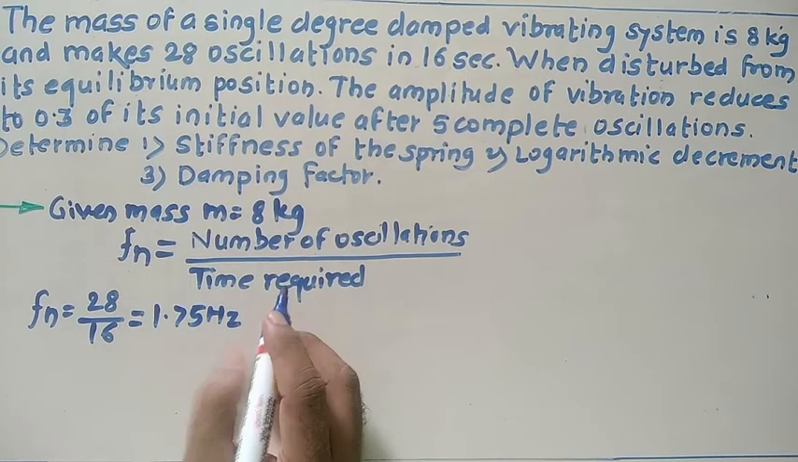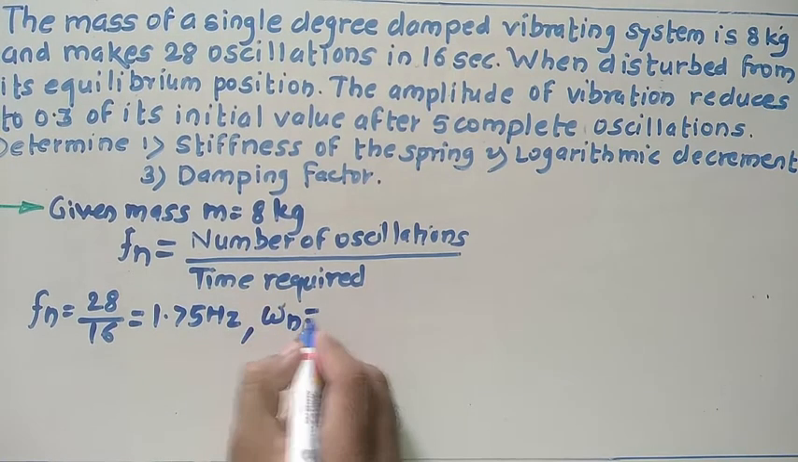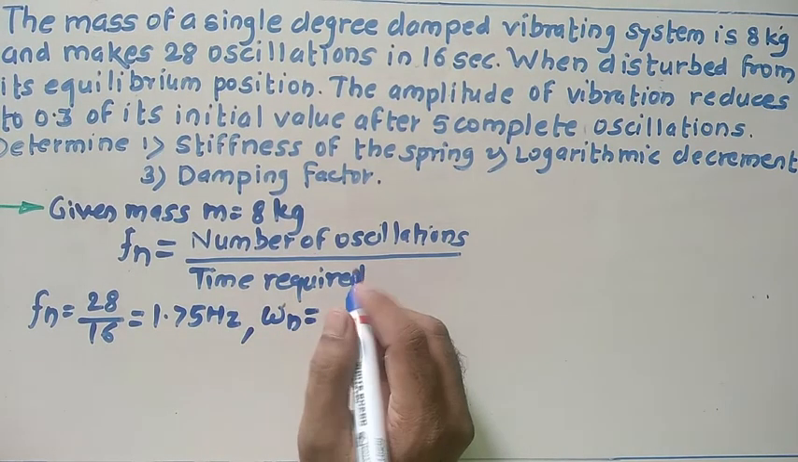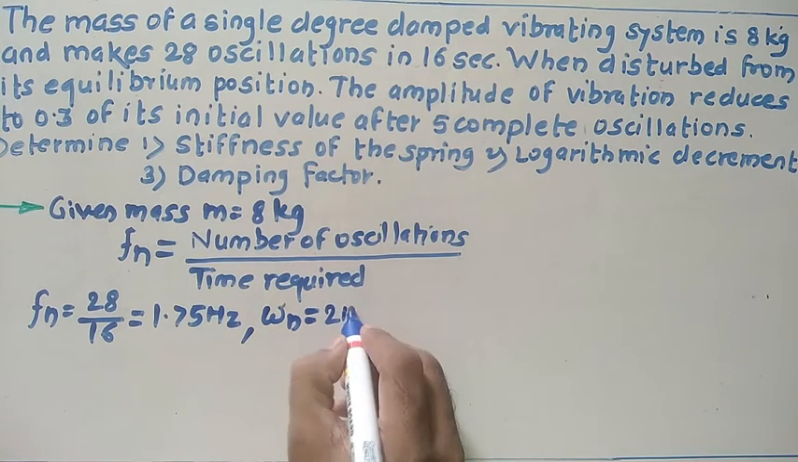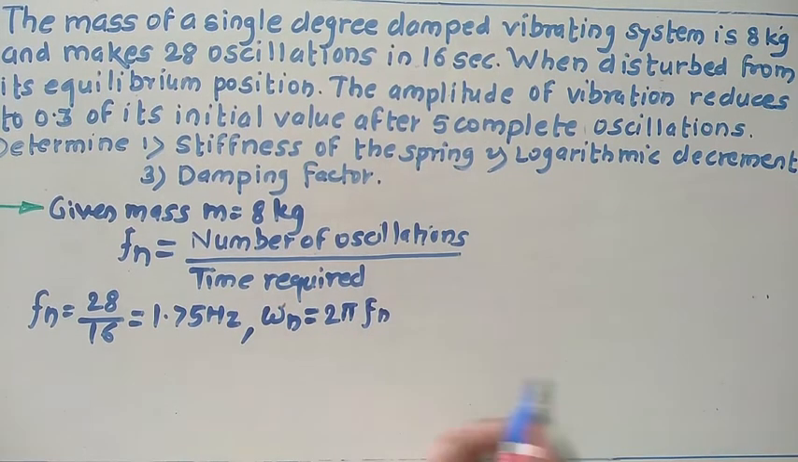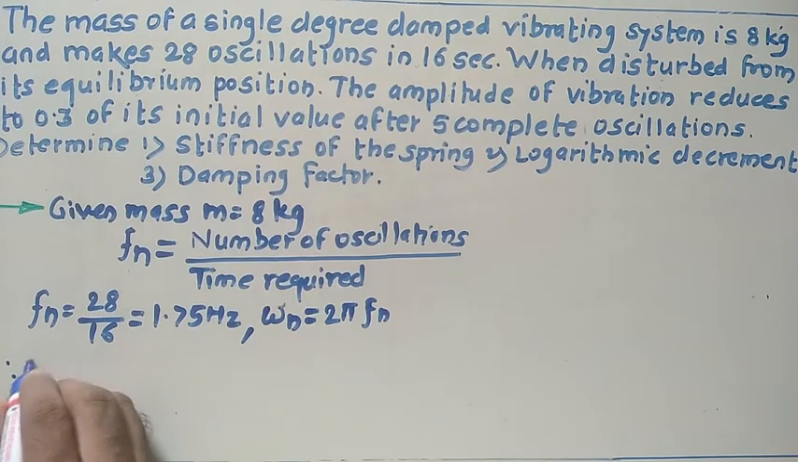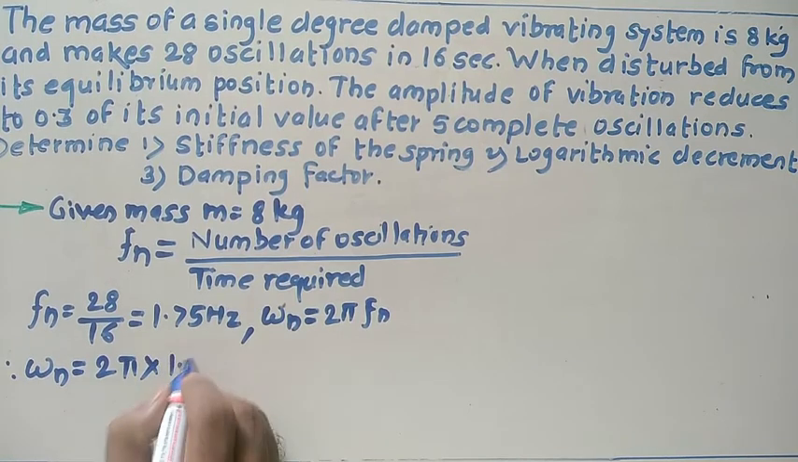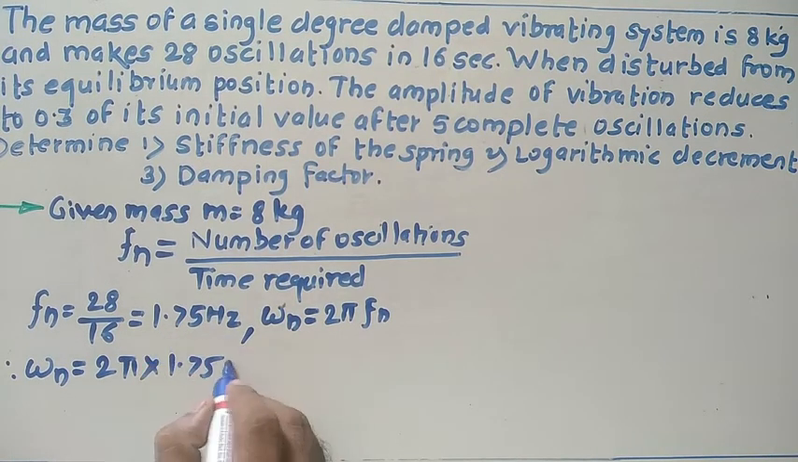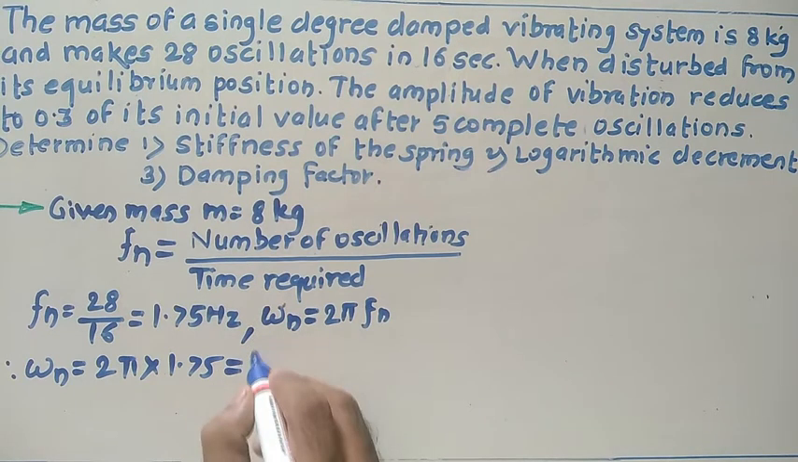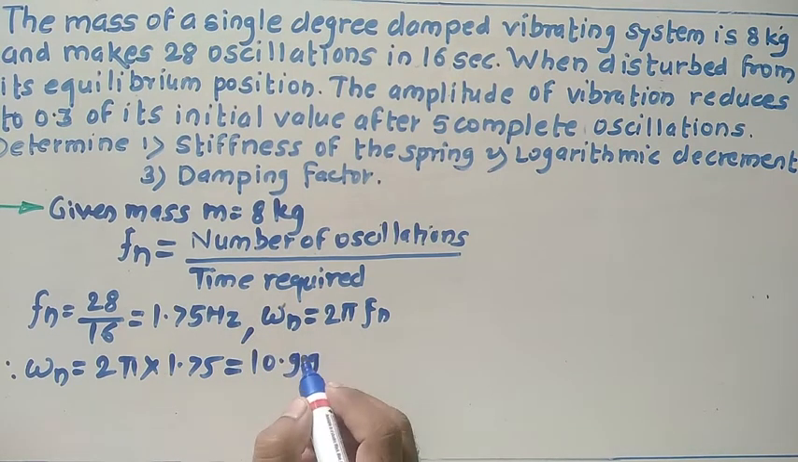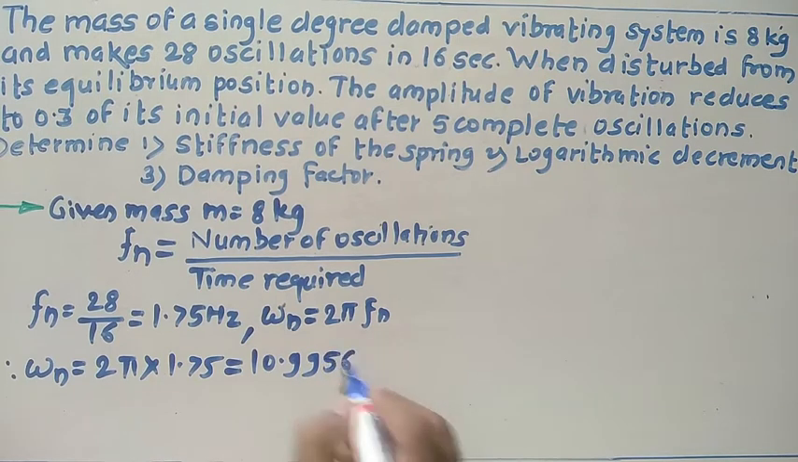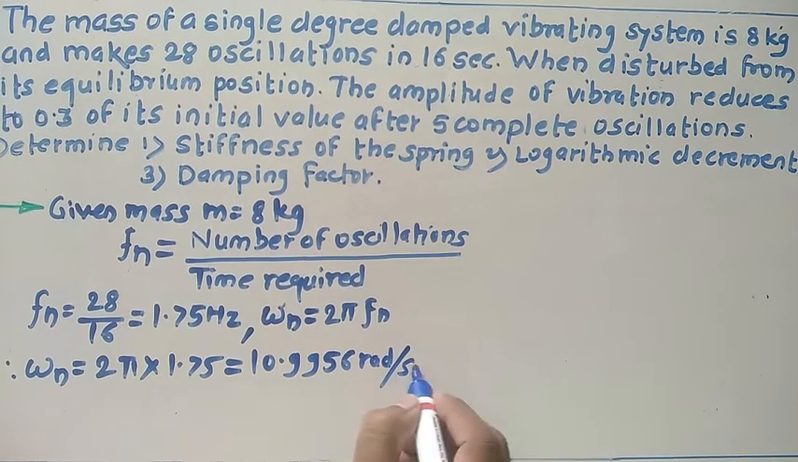Now, if you want to get this value in terms of omega n, frequency in radian per second, then we know the relation omega n equals 2 pi into Fn. So omega n equals 2 pi multiplied by 1.75. After doing the calculations, the value we can get as 10.9956 radian per second.